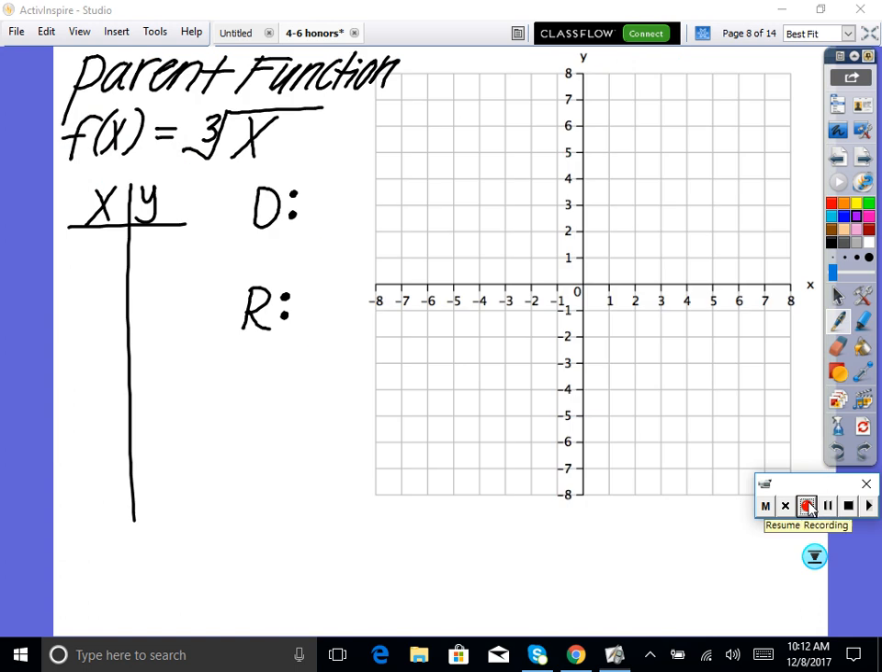Cube root functions. Now, I'm going to ask you a question. I want you to think for like 30 seconds before you answer. What is the domain of the cube root of x? Don't say it yet. Think, don't say it. I'm asking you, what are the possible x values? What's the domain of the cube root of x?